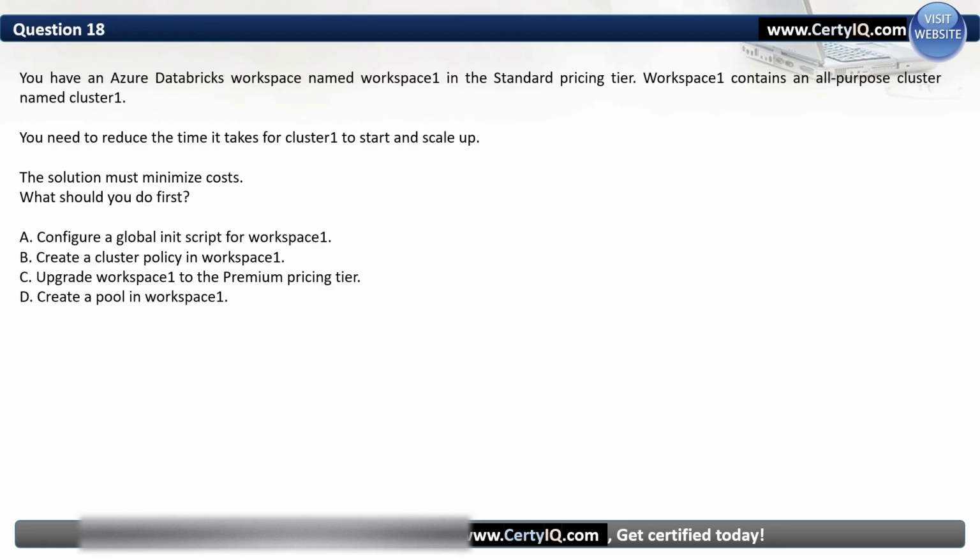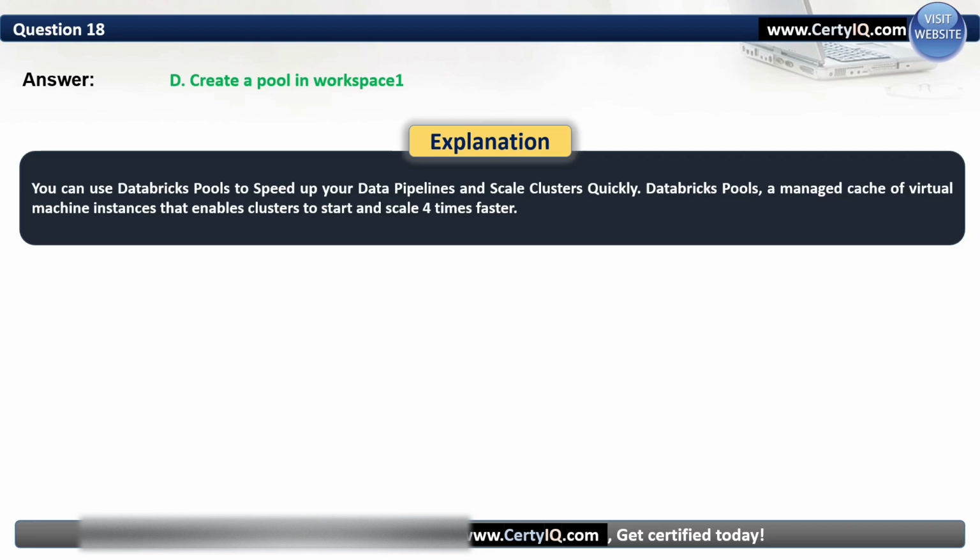Question 18. You have an Azure Databricks workspace named Workspace 1 in the standard pricing tier. Workspace 1 contains an all-purpose cluster named Cluster 1. You need to reduce the time it takes for Cluster 1 to start and scale up. The solution must minimize costs. What should you do first? The correct option is D. Create a pool in Workspace 1. You can use Databricks pools to speed up your data pipelines and scale clusters quickly. Databricks pools are a managed cache of virtual machine instances that enables clusters to start and scale 4 times faster.